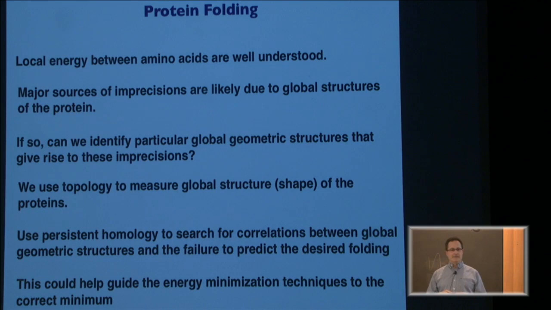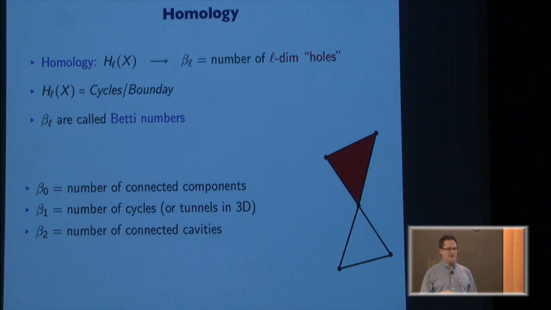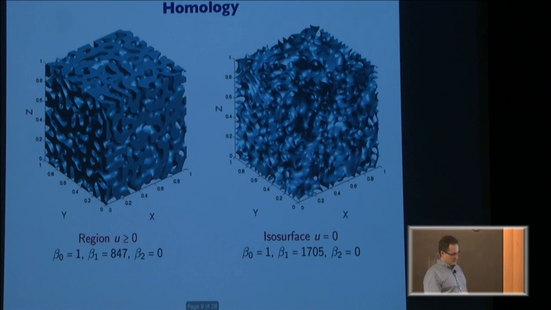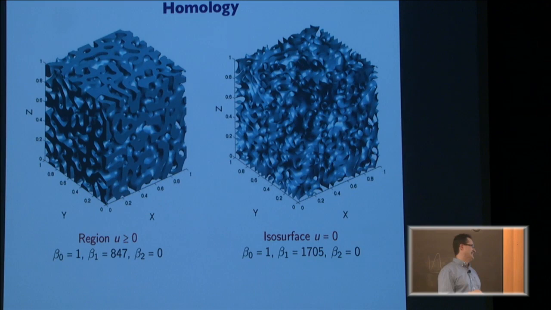So let me try to describe some details of what we are doing. As I said, we're using persistent homology. I guess we have seen homology and persistent homology already, but we're going to be focusing on these Betti numbers, beta 1 and beta 2, and see how these Betti numbers evolve when you have these molecules that evolve with a parameter. Here's just some example. We have seen this before.